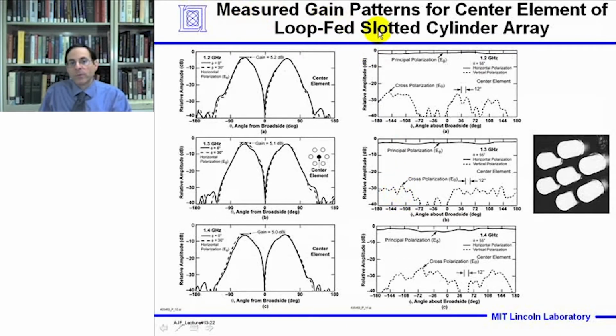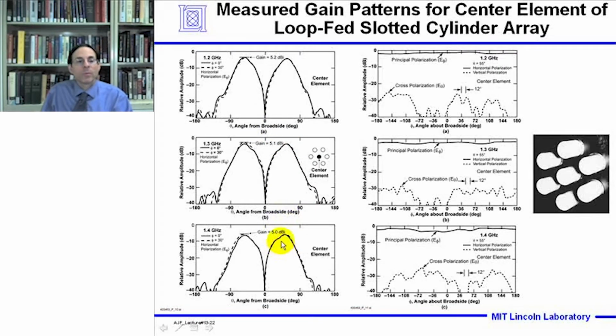This slide shows the measured gain patterns for the center element of the loop-fed slotted cylinder hexagonal array. So we're looking at the pattern of the center element with the surrounding neighbors terminated in 50 ohm loads. And the radiation patterns are shown from 1.2 to 1.4 gigahertz. The peak gain is on the order of 5 dBi over the band. It's a deep null at broadside at each frequency. And the peak is close to 50 degrees in each case.